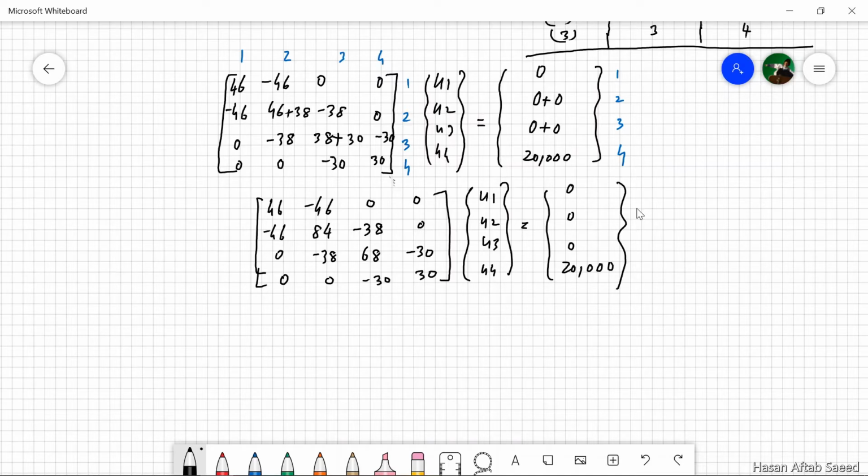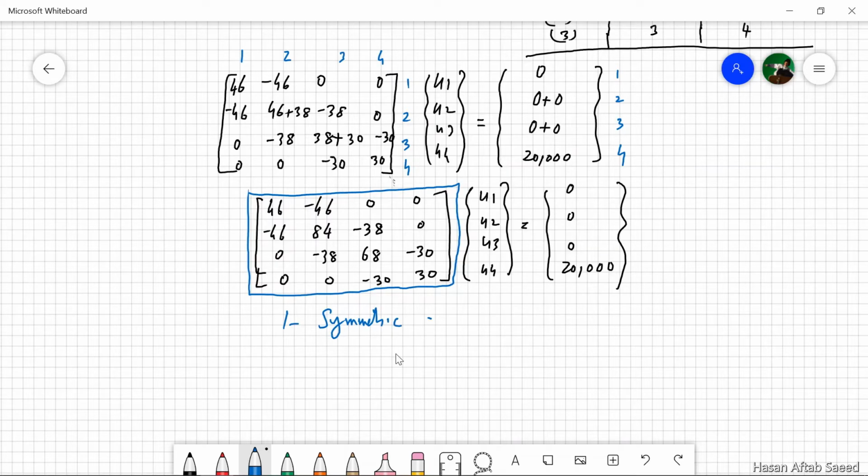Now let's pause for a moment and look at this stiffness matrix. This one is a system stiffness matrix. There are a few properties of this matrix. First of all, it is a symmetric matrix. Well, let's list them. Symmetric. Secondly, all rows add up to 0. And because it is symmetric, all columns also add up to 0.